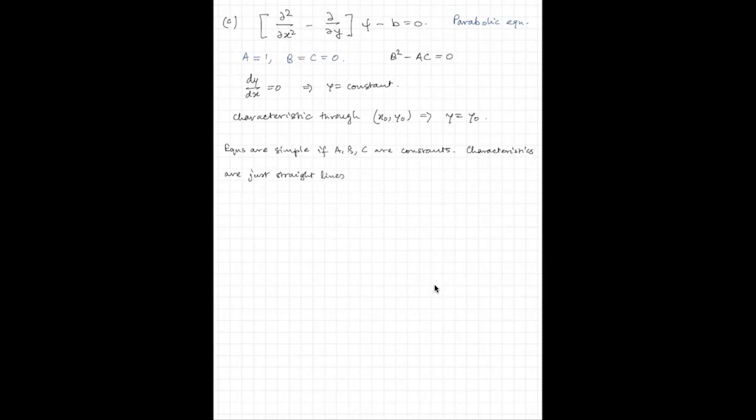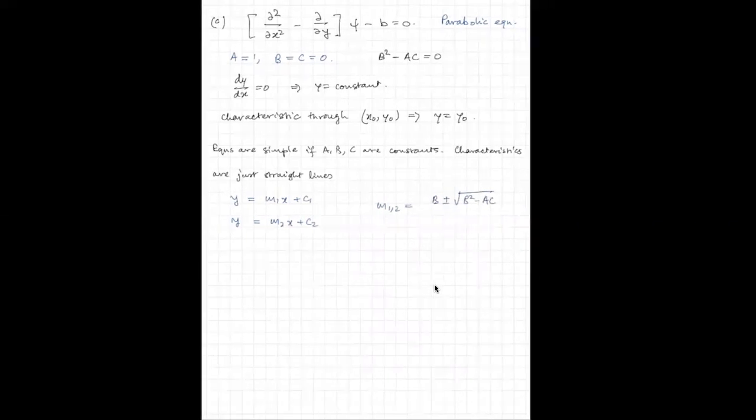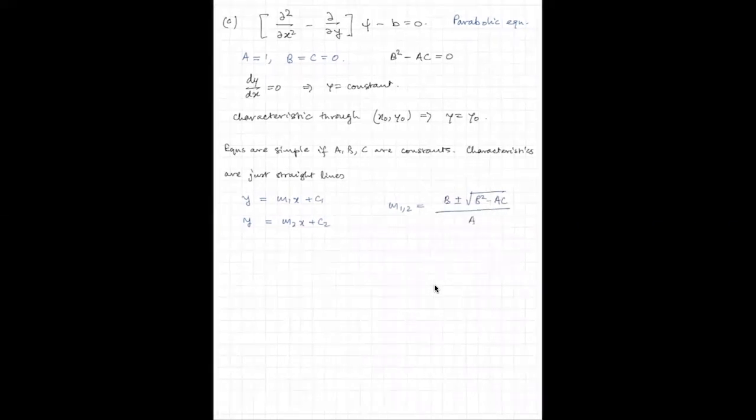So here, you can just call y equal to m1 x plus c1, y equal to m2 x plus c2, where m1, m2 are given by (b plus minus root of b squared minus ac) by a, and c1, c2 are arbitrary constants. Okay.